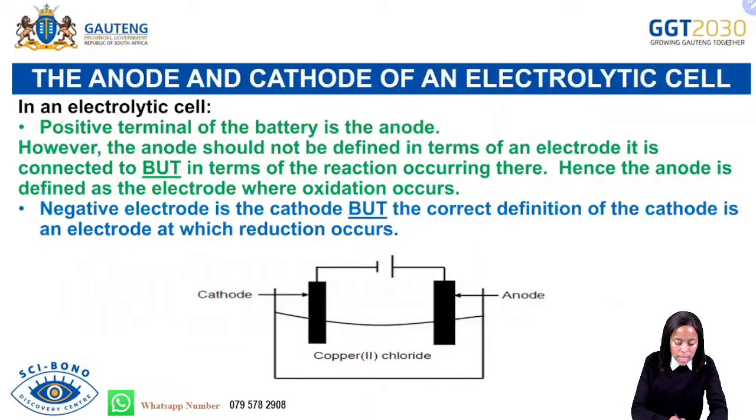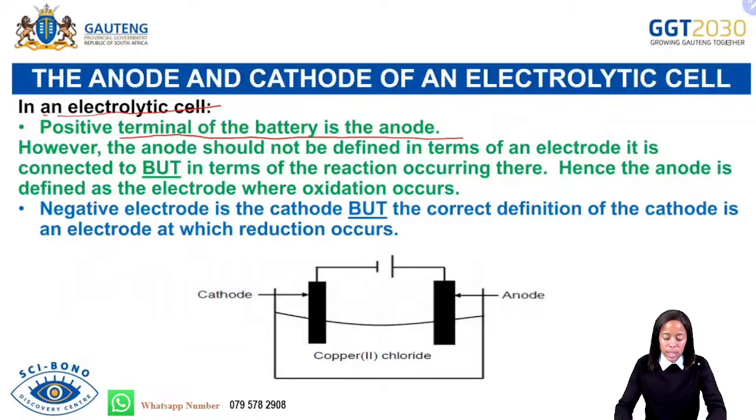And then here it says, in an electrolytic cell, the positive terminal of the battery is called the anode. So again, how will you see? We use that knowledge of electricity: the longer line represents the positive terminal of the cell or of the battery, and the shorter line represents the negative terminal of the battery. So in the electrolytic cell, the positive terminal of the battery or of the cell represents the anode.